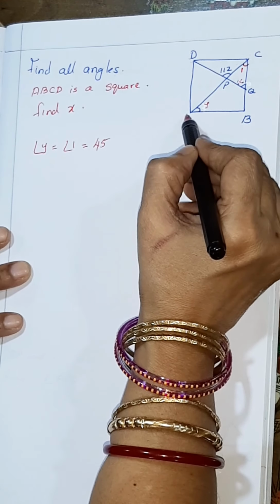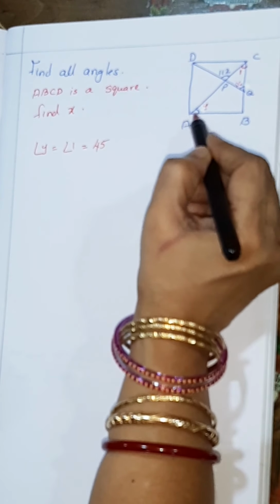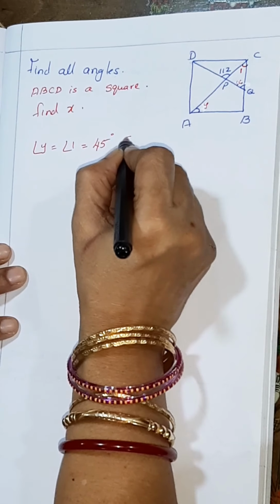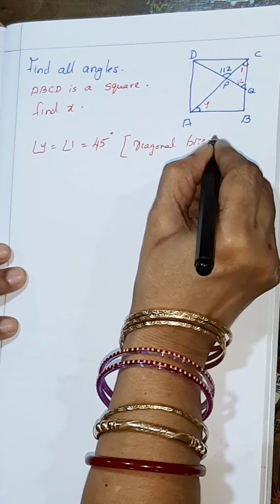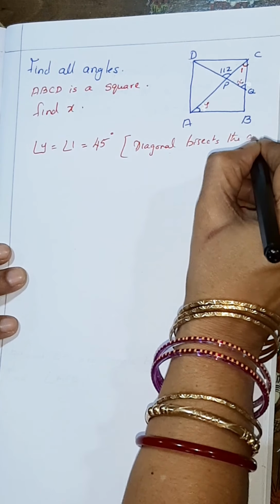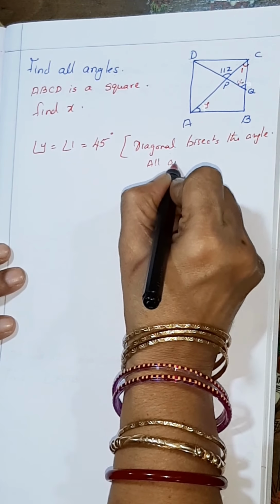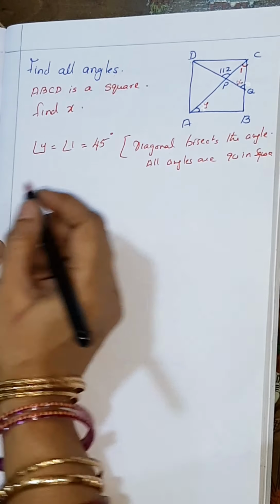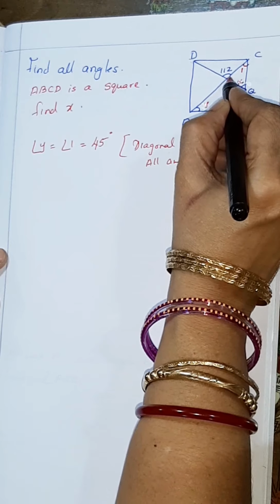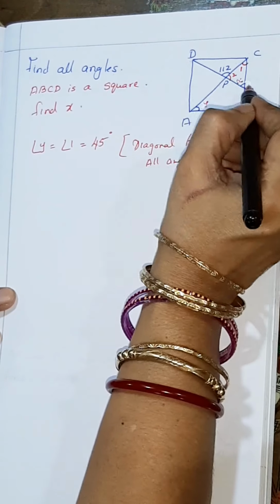It will bisect the angle in a square. The angle DAB is 90 degrees. All the angles are 90 degrees in a square. So since AC is bisecting, this angle will be 45 degrees. The reason is diagonal bisects the angle. All angles are 90 in square. So now let us find this angle. Let this be angle 2. So this will become a linear pair.